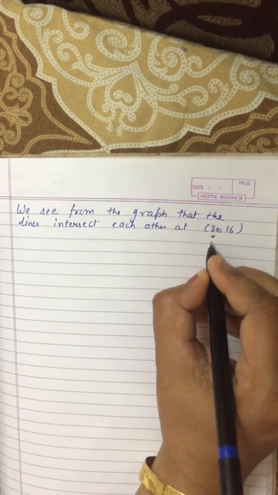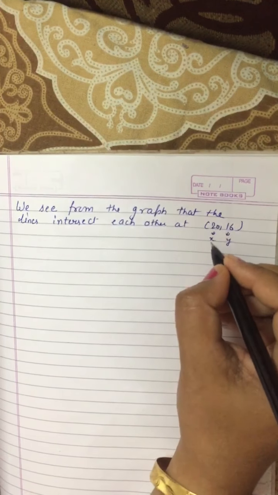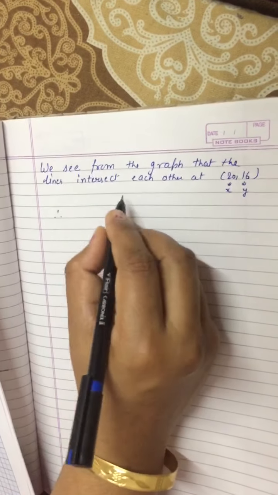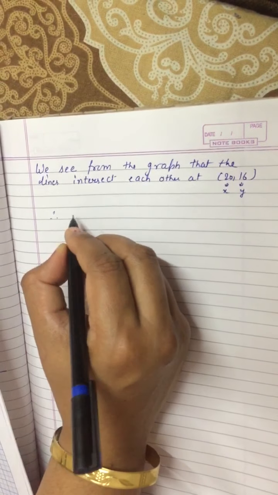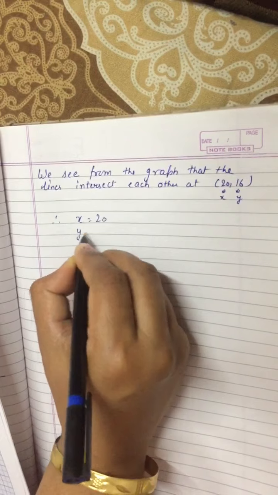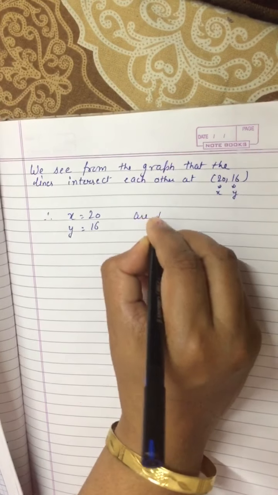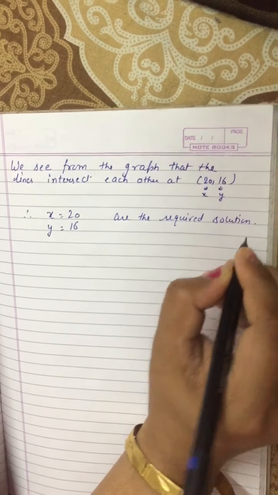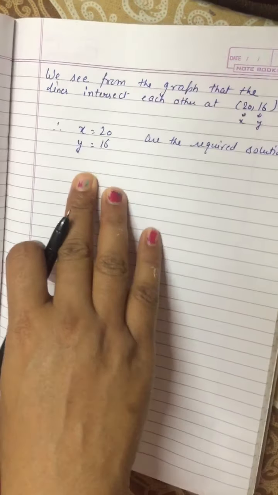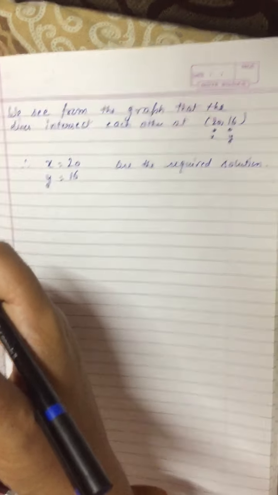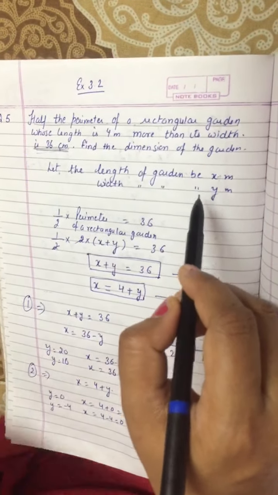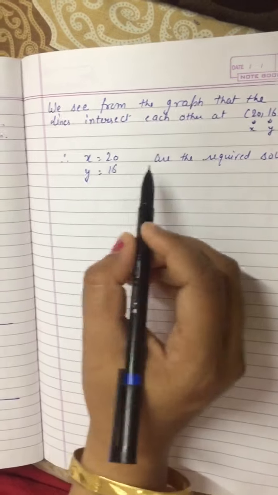So 20 is my x coordinate and 16 is my y coordinate, or you can say 20 is the abscissa and 16 is the ordinate. As we have discussed earlier, the solution is where the 2 lines intersect each other. So x equals 20 and y equals 16 are the required solution. But this x and y was assumed by us, not given in the question. In the question they asked to find the dimension of the garden, and x and y we assumed in the beginning. So what was x? x was the length of the garden.